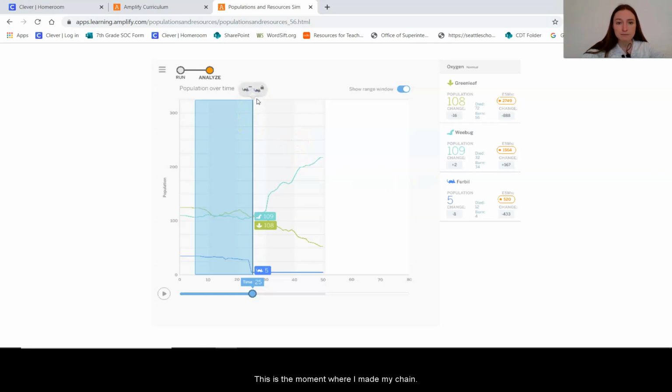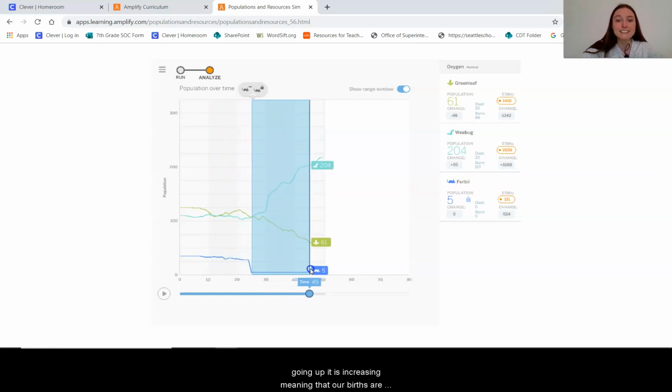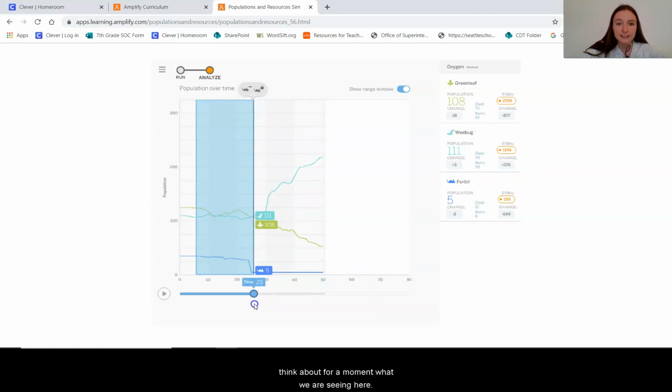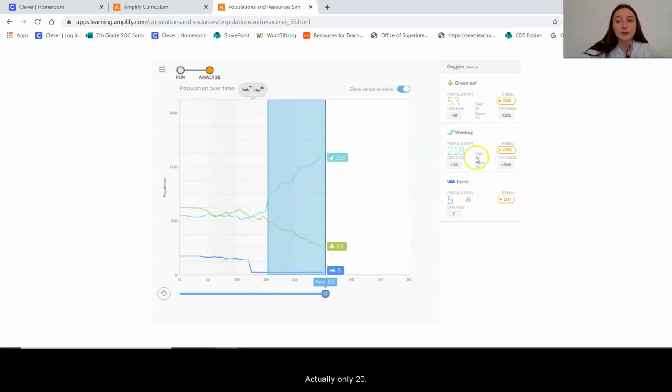Now this is the moment where I made my change, and so we are going to take a look at what starts to happen. Now I can see right away that our light blue line is really going up. It is increasing, meaning that our births are really outweighing our deaths. So I want to go ahead and think for a moment about what we are seeing here. It looks like in this second time frame, actually only 20 of the weebugs died. 98 were born though. So this is really showing us that this change had a large effect.